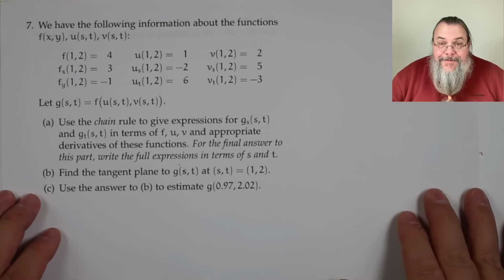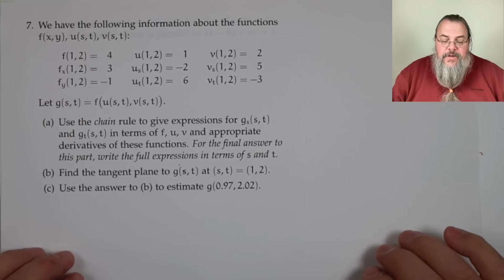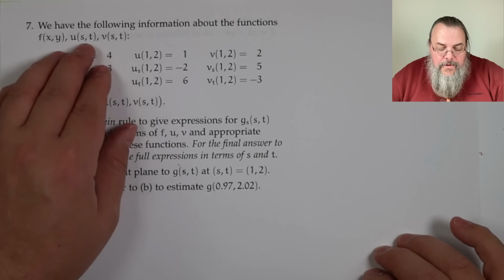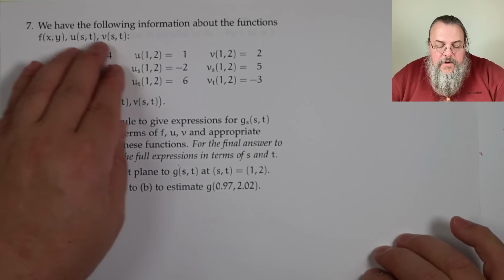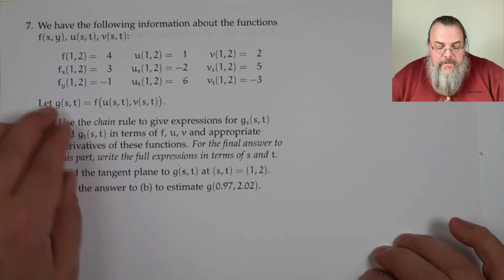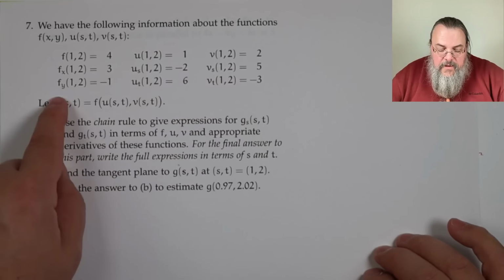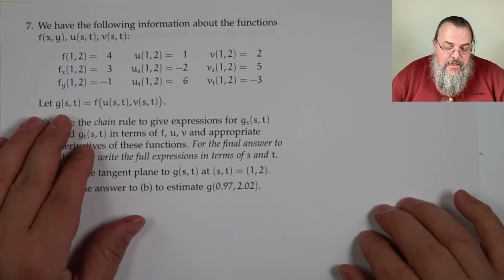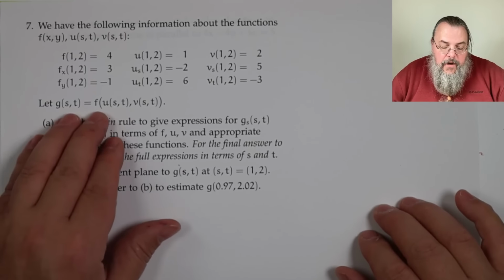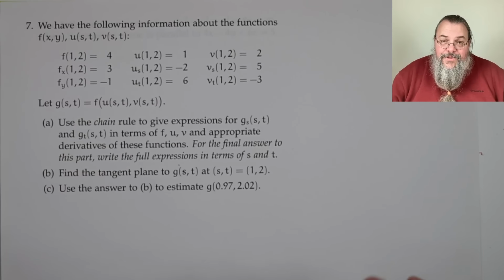So with all that said, number 7. We have the following information about the functions f, u, and v. So f is a function of x and y, u and v are functions of s and t. We have the value of the functions at (1, 2), and we have the values of the various partial derivatives at (1, 2). Everything's there, nice and clean. We also are going to make a new function, g(s,t) = f(u(s,t), v(s,t)).